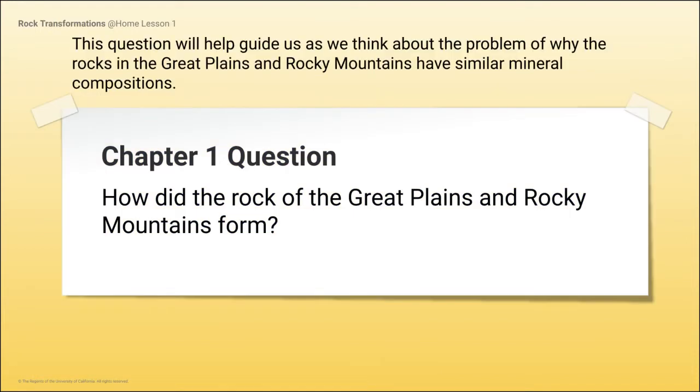Let's find out. Okay, so the chapter 1 question is, how did the rock of the Great Plains and the Rocky Mountains form? So we're going to be spending this unit talking about why the Great Plains and the Rocky Mountains have similar mineral compositions and how that happened.